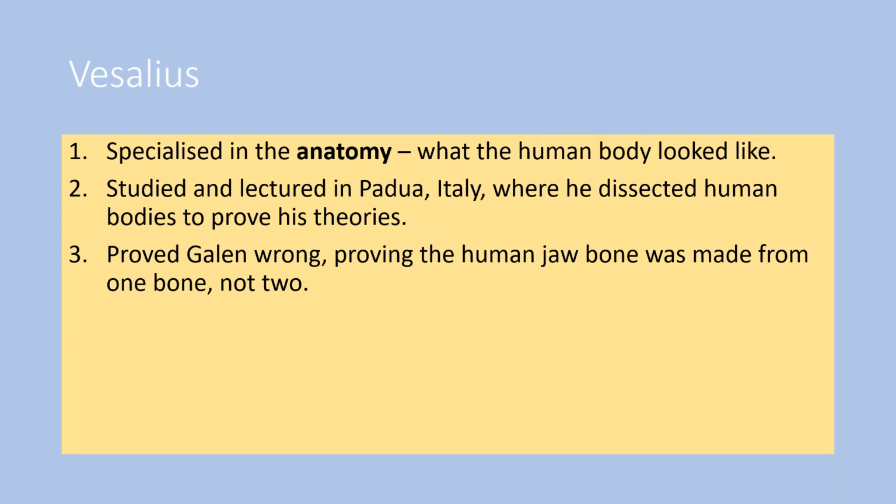Importantly, another break from the church's power here means that people are now able to prove Galen wrong. They're able to go against Galen's teachings. And through performing dissection, Vesalius is able to do this. Through dissection, he is able to disprove Galen. Galen believed that the human jawbone was made of two bones. However, Vesalius is able to prove that that is not the case, and it is only made from one bone.